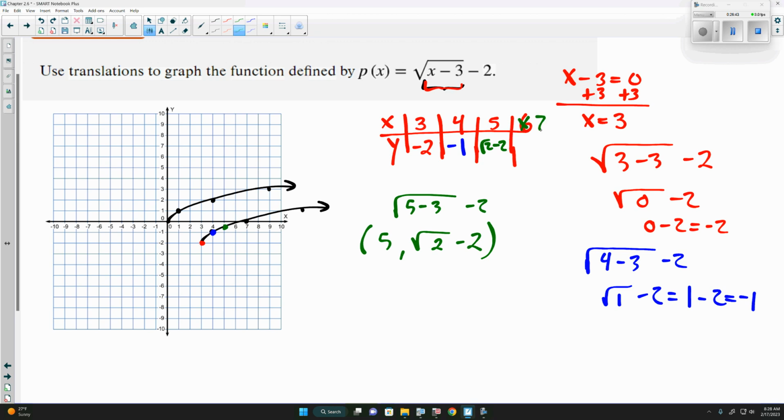Now, I'm going to skip 6 and say 7, because we can see here on the graph 7 does look like it's going to be a nice number, and we can check it. 7 minus 3, minus 2. 7 minus 3 is 4. Square root of 4 is 2, and 2 minus 2 is 0. We got those points. Plot them in Alex, hit our graph function, and you have the graph. Questions on this here? We feel good with this here.